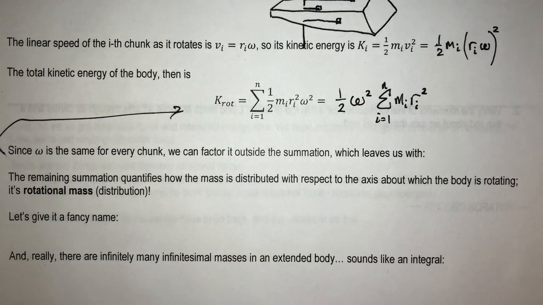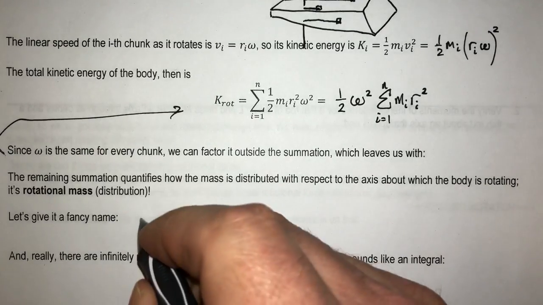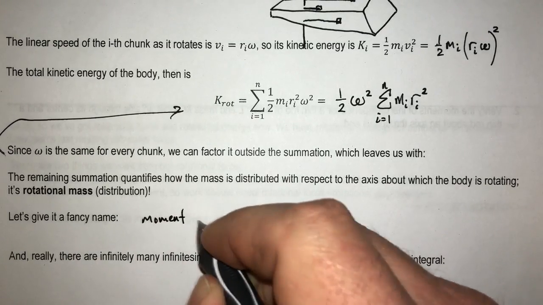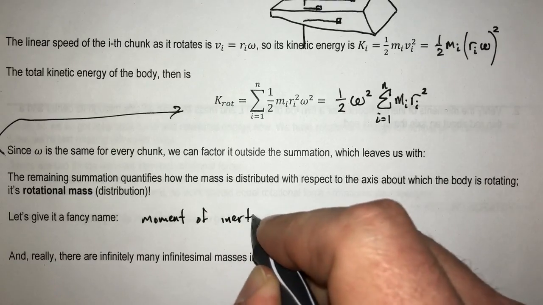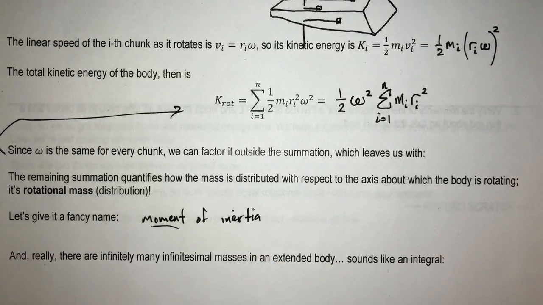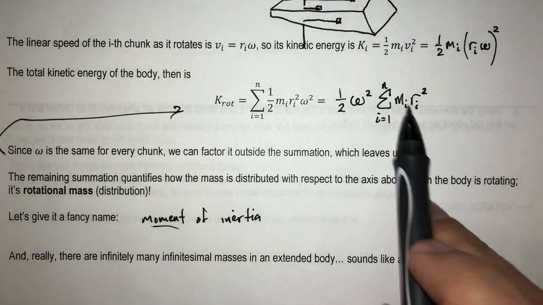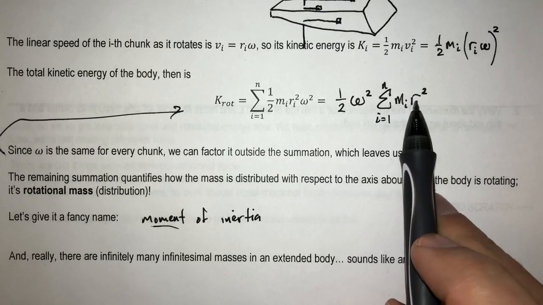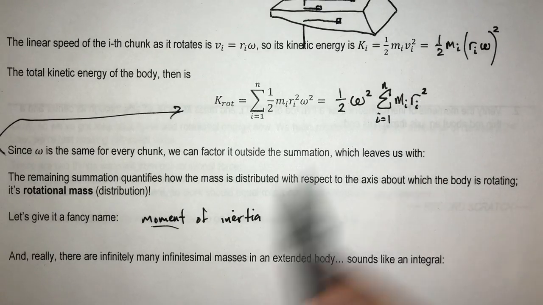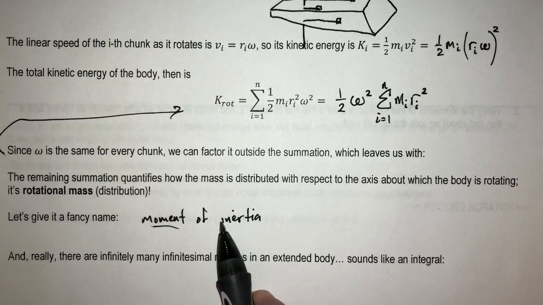So it's not really rotational mass. We'll give it a fancier name. Let's call it moment of inertia. Now, moment is an old word from the engineering disciplines, and we've already actually seen one moment. The first moment is the center of mass, and it's the summation of mass times just r to the first power. So what we're doing here is the second moment about some axis.